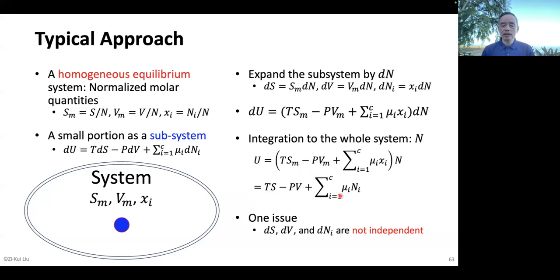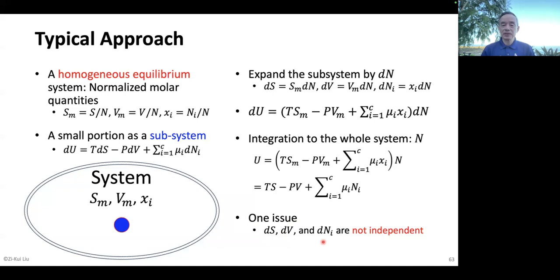So, we all learned this one. When I was an undergrad student at Central South University in China, we learned this one too. However, I always had an issue with it. It's because we typically think of dS, dV, and dni as independent. However, in this approach, they're not independent.